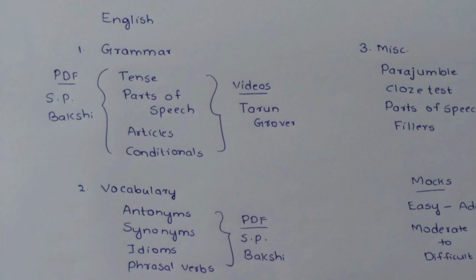And now coming to vocabulary. For vocabulary, you can again read SP Bakshi's vocabulary, which is given in the book. There you can cover antonyms, synonyms, idioms, and phrasal verbs. And in addition to this, if you are reading editorials every day, then if you come across any new word, just note it down in your copy and try to revise that every day. These two sources are enough for vocabulary.